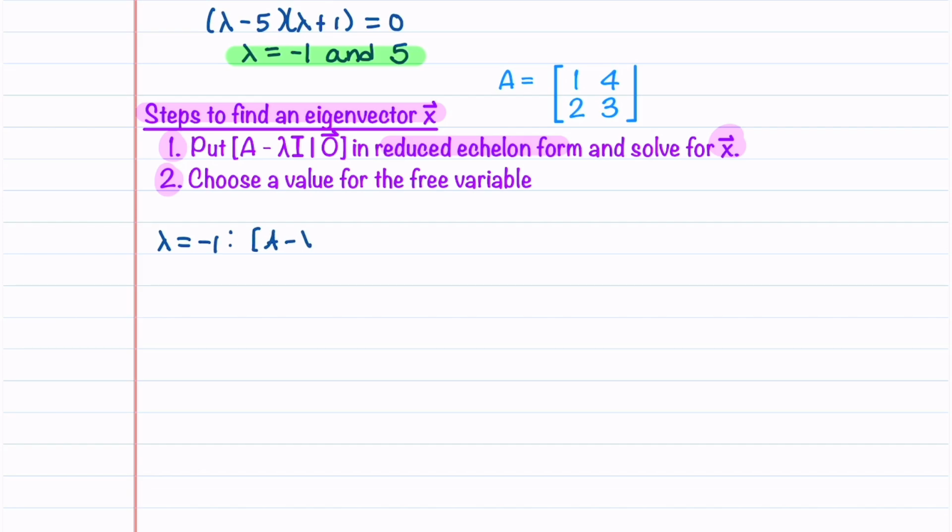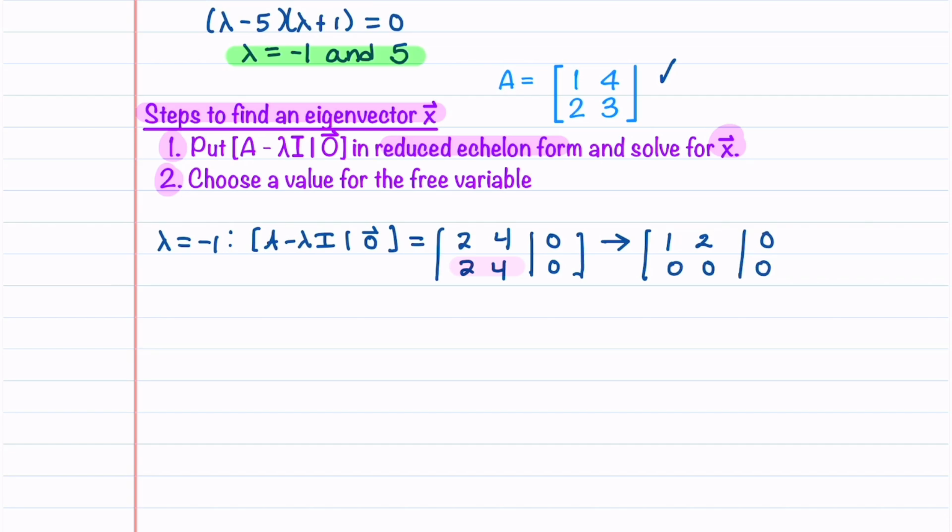We have A minus lambda I, we'll augment it with 0, and then we'll plug in. We're going to subtract -1 off the diagonal, which means we're just going to add 1 to the diagonal. If we look at our matrix A listed here, we're going to add 1 to our main diagonal entries. So this gives us a 2 and a 4, and then a 2 and another 4, and we augment it with 0. Because our second row is a repeat of our first row, that row is going to go to 0. And then let's just go ahead and divide the first row by 2 to put it in reduced echelon form. This gives us a 1, 2, 0, and then a row of zeros.